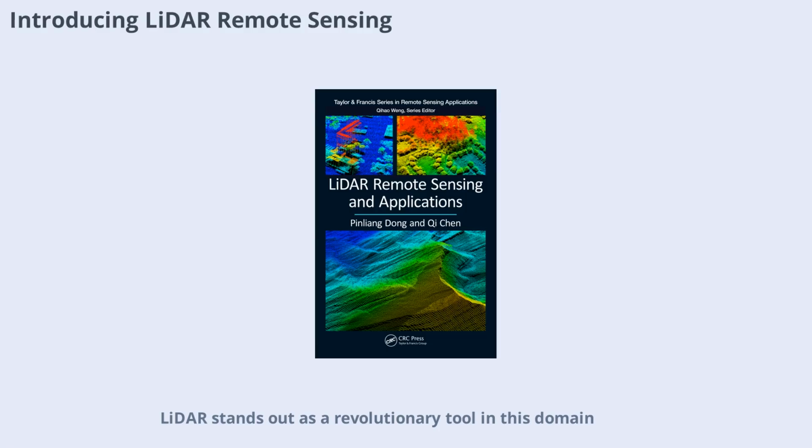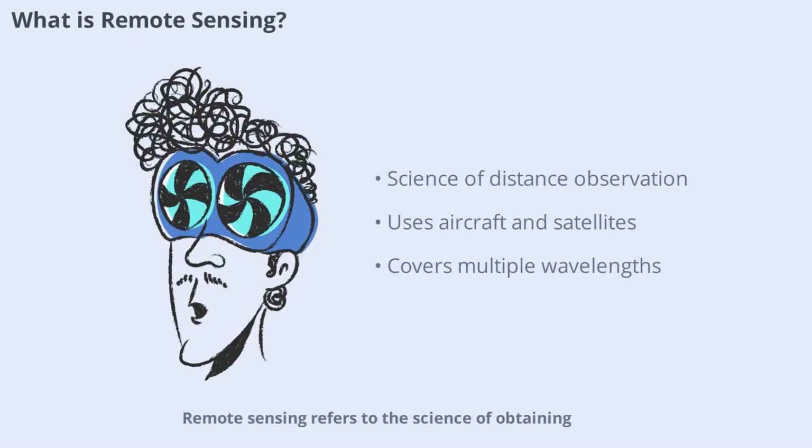tool in this domain. Remote sensing refers to the science of obtaining information about objects or areas from a distance, typically using aircraft or satellites. It began with aerial photography using balloons and planes, evolving into sophisticated electronic sensors. Today, remote sensing covers a broad spectrum, including visible, infrared, and microwave wavelengths. This technology allows us to map, monitor, and analyze the Earth's surface, even in places that are hard to reach. Its applications range from environmental monitoring to urban planning and disaster response.